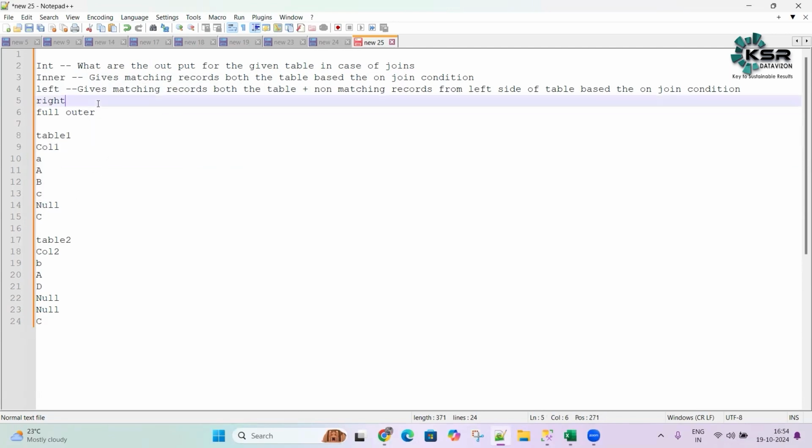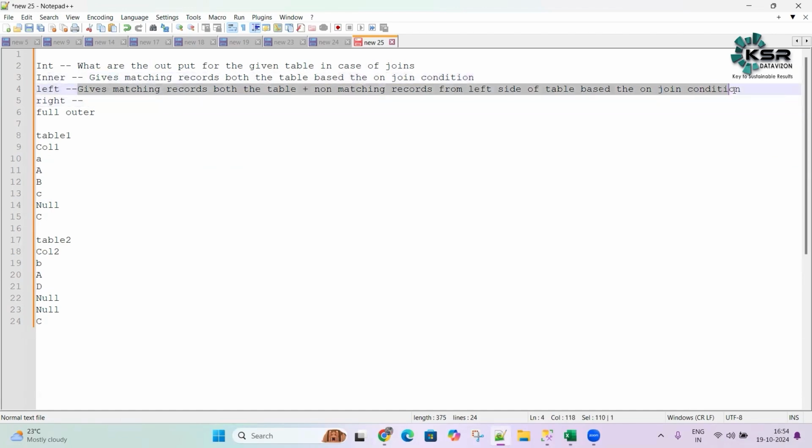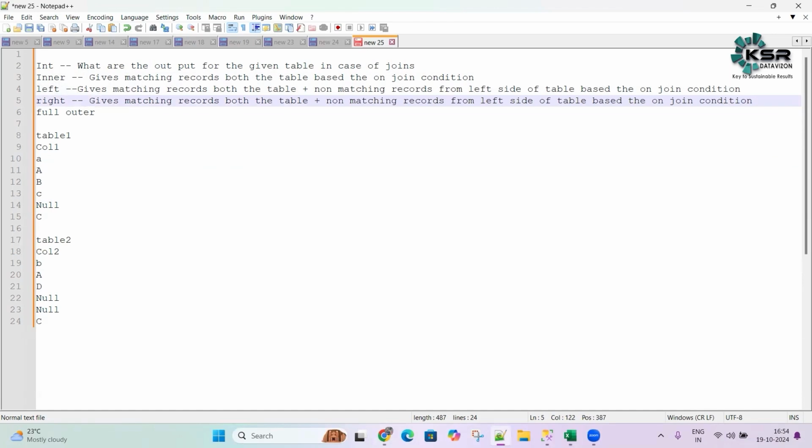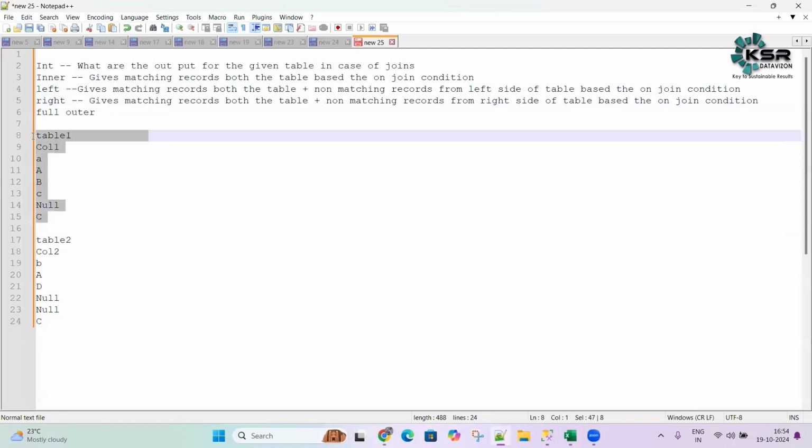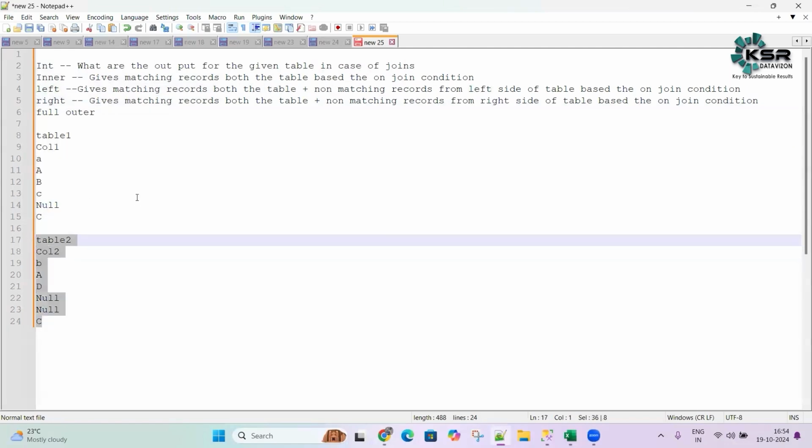In the same way, the right join is the same as a left outer join, and the only thing that changes is the side of the table. It first gives the matching records from both the tables and the non-matching records from the right side of the table. So it's a simple thing: it takes table one and table two, gets all the matching records, and now this is the right side of the table, so whatever non-matching records are there from this side of the table, it gives those.